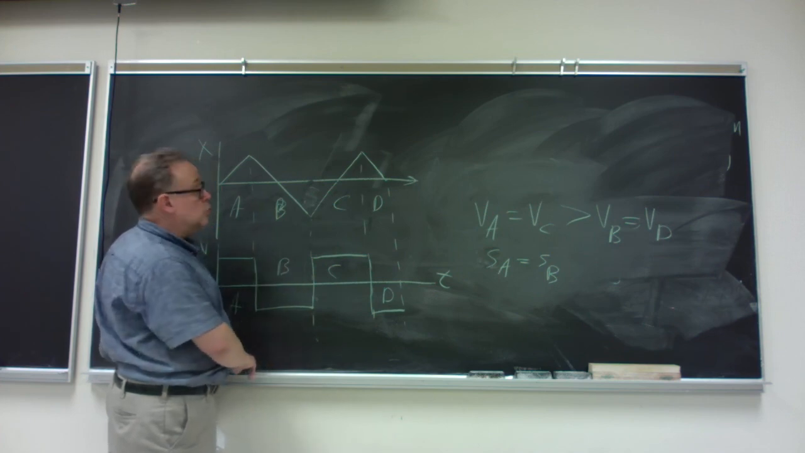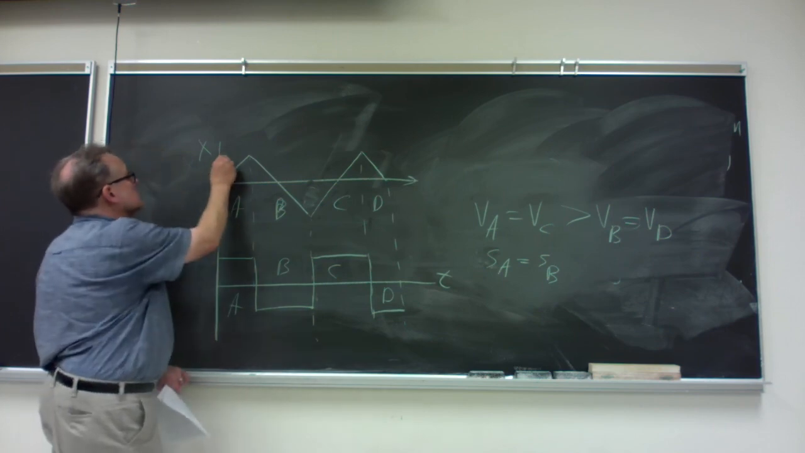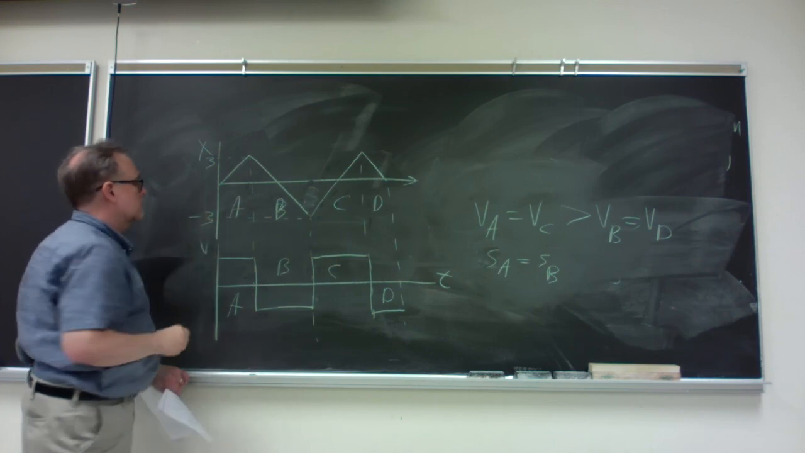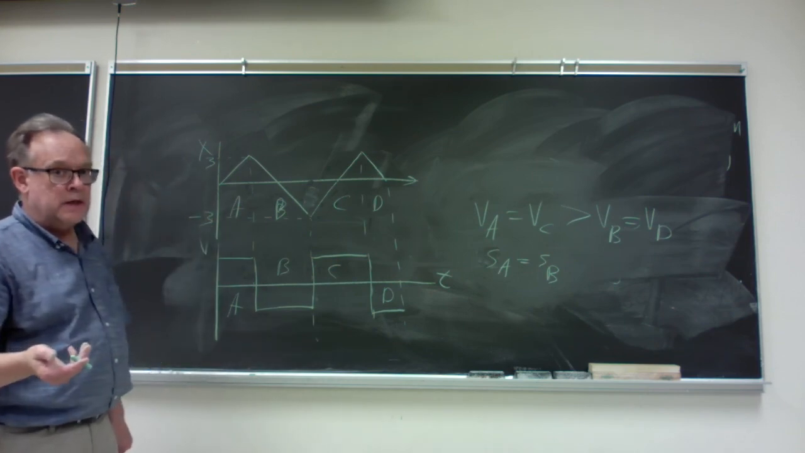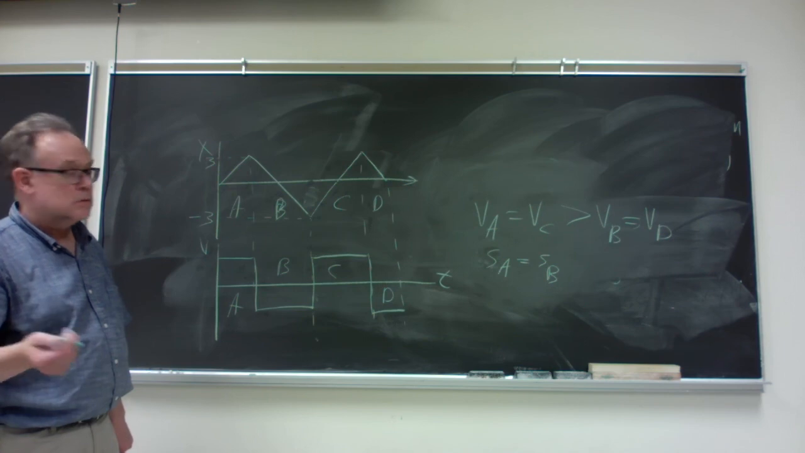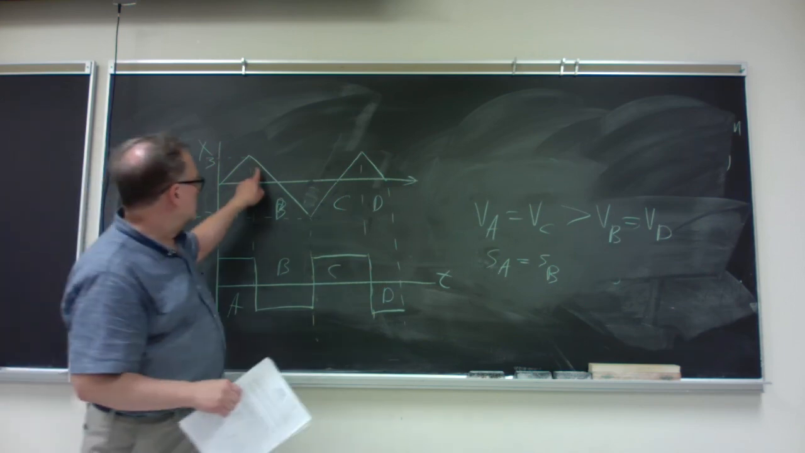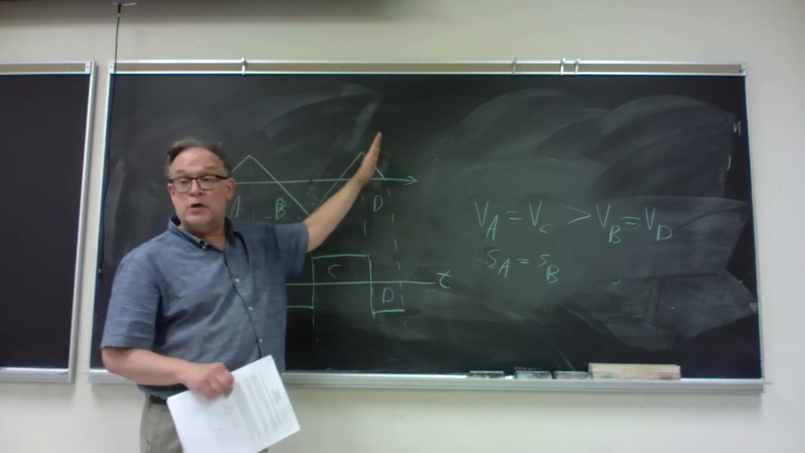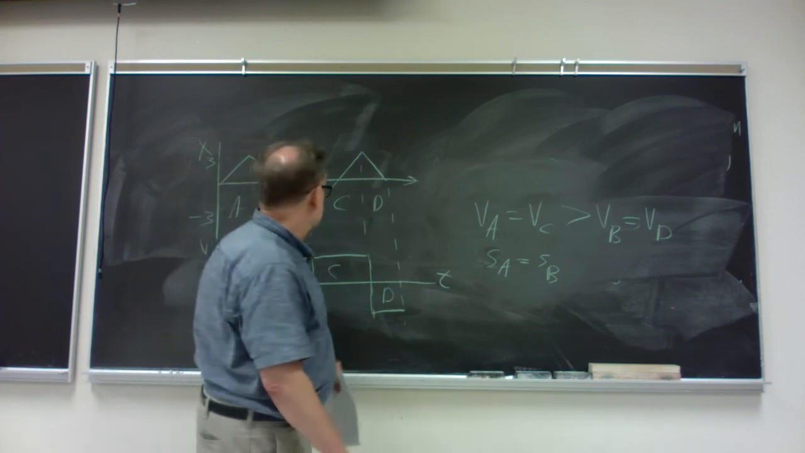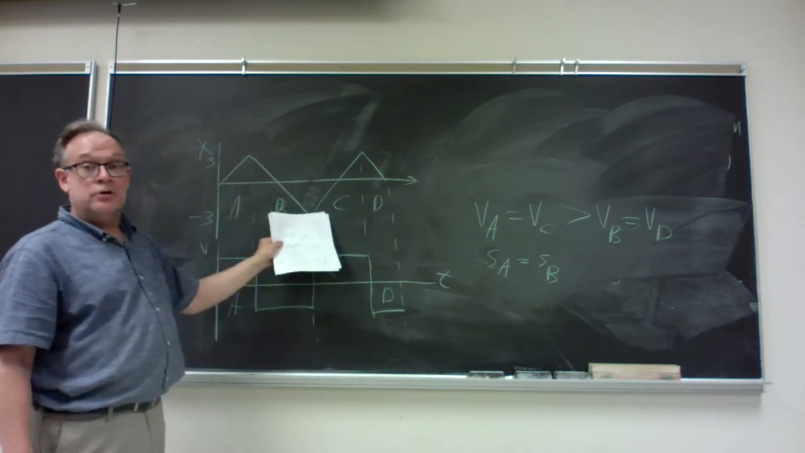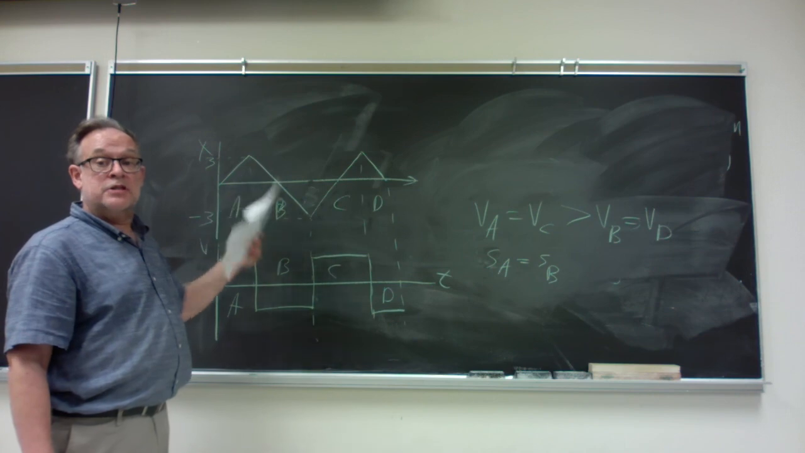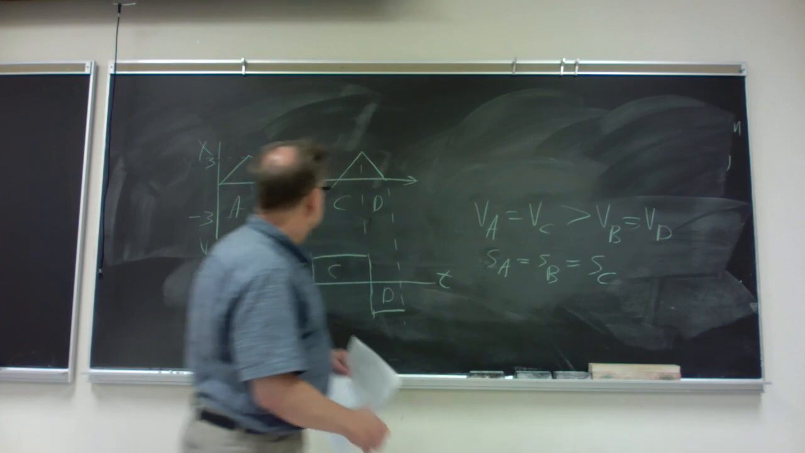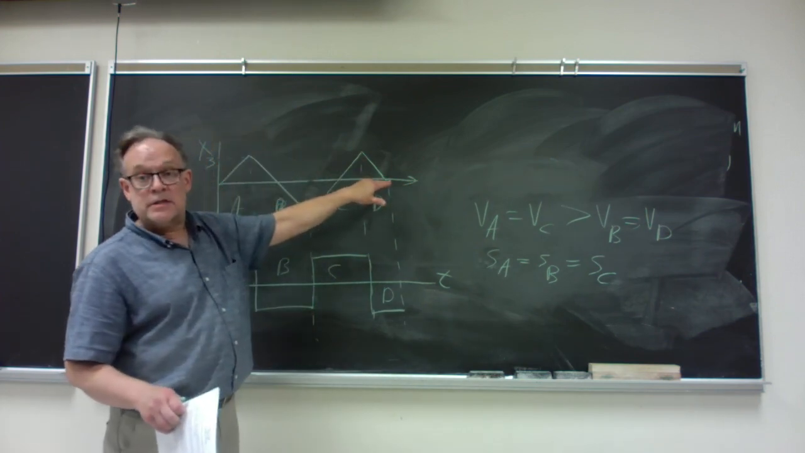Either way, you have a speed of 3 meters per second. It's just that here you had a speed of 3 meters per second moving in the negative direction. Here you have a speed of 3 meters per second moving in the positive direction. So the speed during time C is the same as the speeds we've had before.